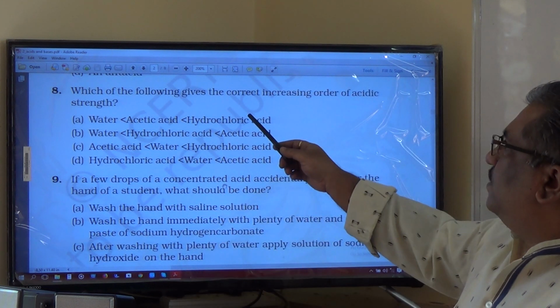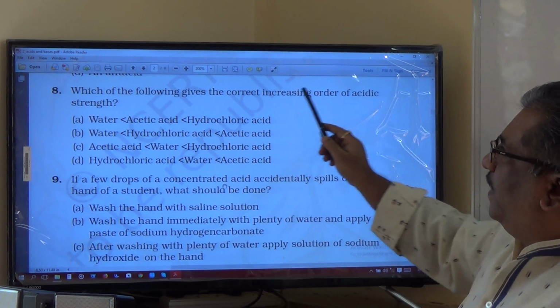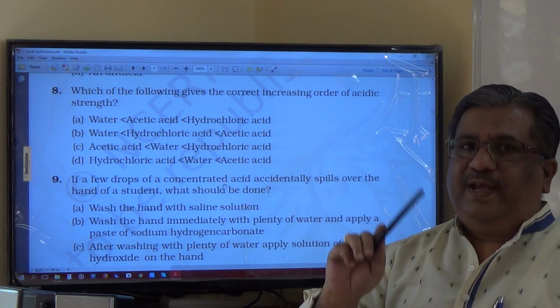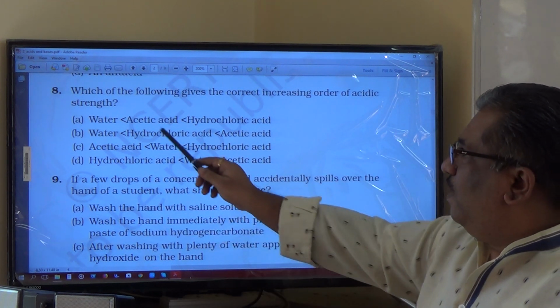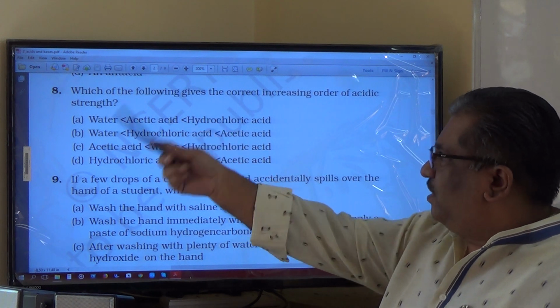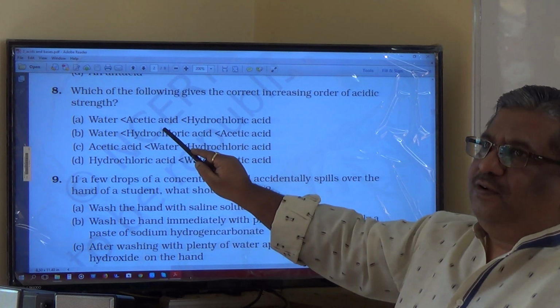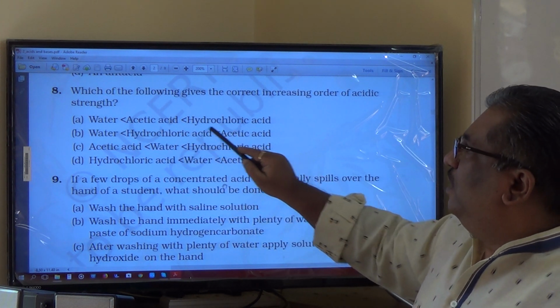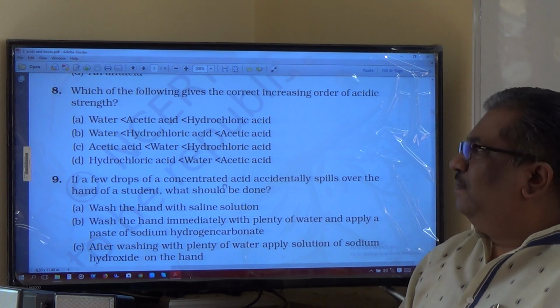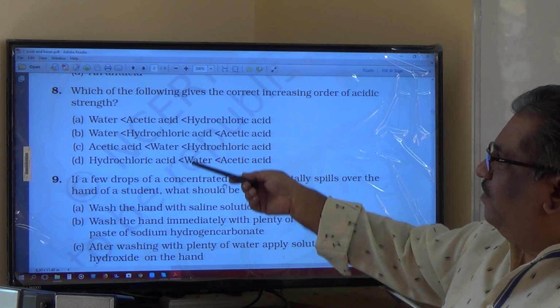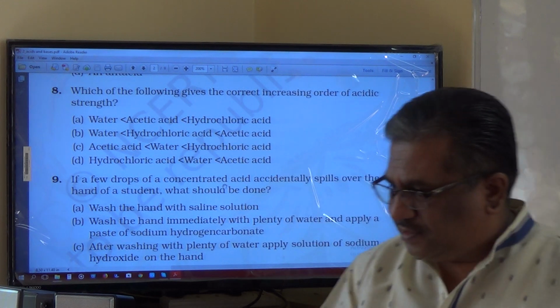Which of the following gives the correct increasing order of acidic strength? Weak to strong. Water is not at all acid. Acetic acid, weak acid, hydrochloric acid, strong. This itself is the correct answer. It is important here to read the other options. A is the correct answer. Next.